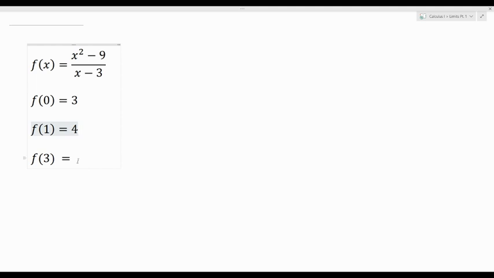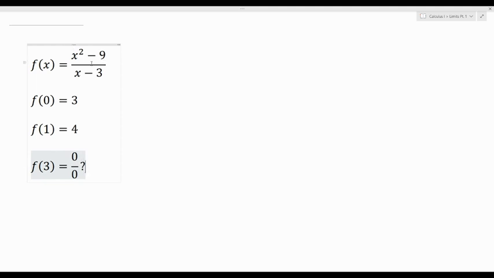But what happens when we try to put 3 in? Right? We get 0 on the top and we get 0 on the bottom. And this becomes a problem, right? We've always learned that 0 over anything is 0 and anything over 0 is undefined. So what happens if we try to do both of these at the same time?